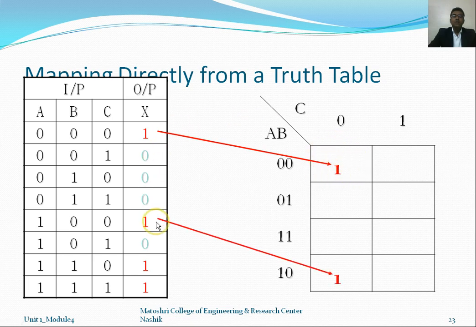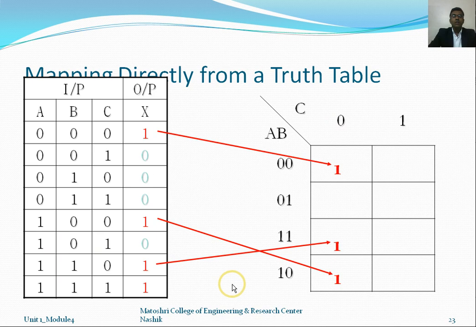Similarly, for this one we are mapping directly, where the value of A is 1, and B and C are 0. So here it is clearly shown that from the row side the value of A is 1, value of B is 0, and from the column side the value of C is 0. So it's 1 0 0.